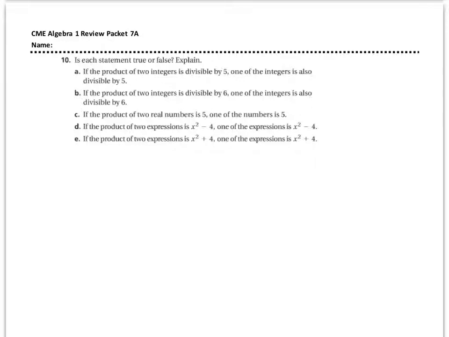Number 10, is each statement true or false? Explain. If the product of two integers is divisible by 5, one of the integers is also divisible by 5. Is that true? So let's take a look. So you have two numbers.